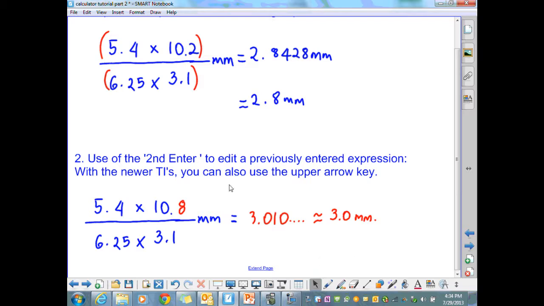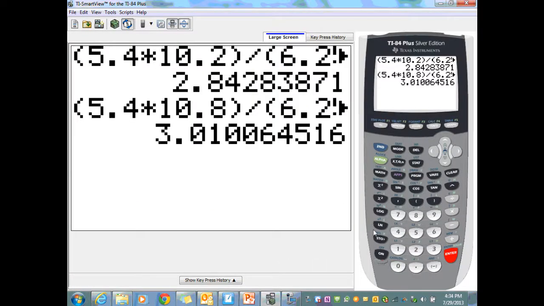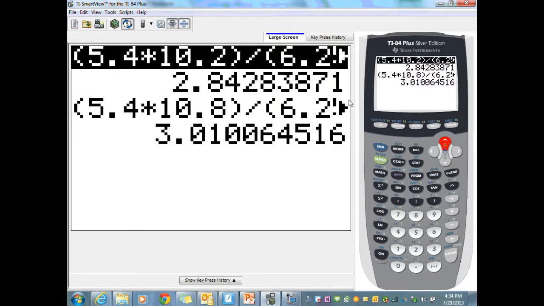Now there is one more way, and as I mentioned here, with the newer TIs, you can also use the upper arrow key to edit an expression. Let's see what we mean by that. So I'll go back to the calculator. Instead of doing second enter, in the old days you had to do that. If you have one of the newer calculators, you can also use just an arrow key. So let's say that we wanted to make a correction in this line, and you can keep going up and up. It will bring back your history of things you've done. And when you find the one you like, simply press enter.